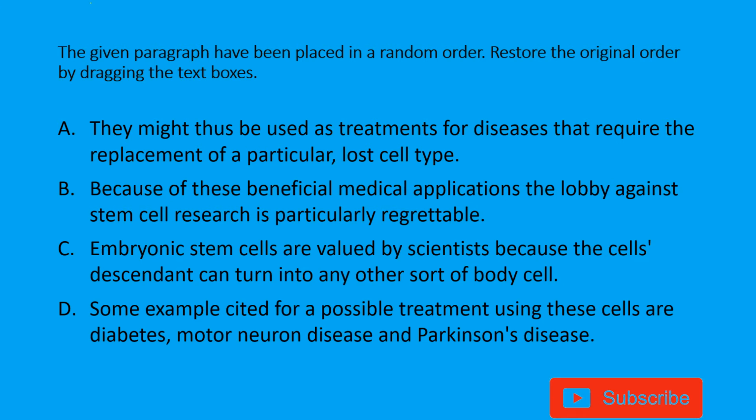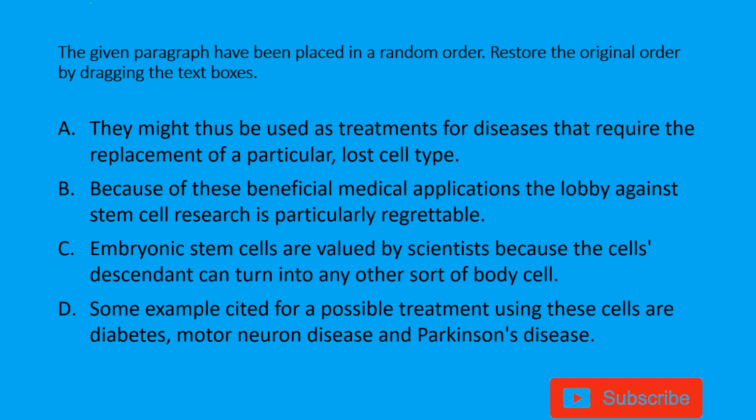Let's read it. Embryonic stem cells are valued by scientists because the cell's descendants can turn into any other sort of body cell. Now this paragraph is talking about embryonic stem cells. So now we have to find the leading sentences based on this topic. So now let's look at the first sentence, what they are talking about. In the first sentence, they are saying that they might thus be used as treatments for diseases.